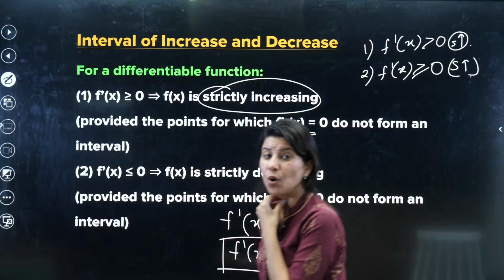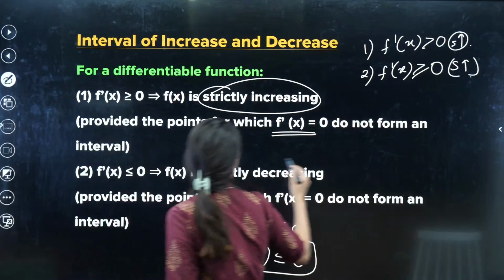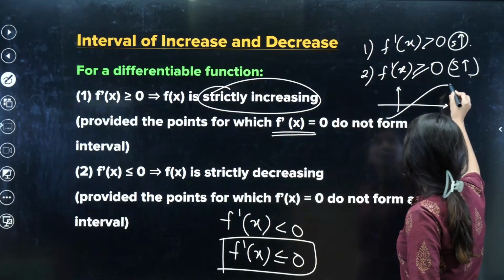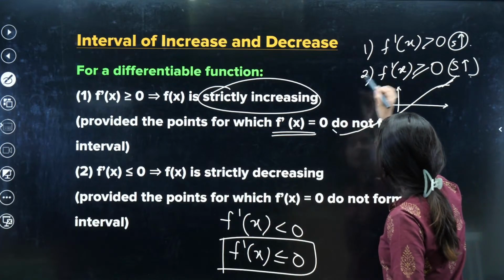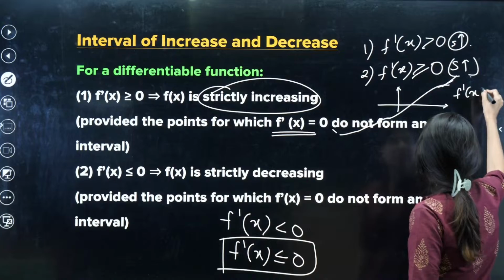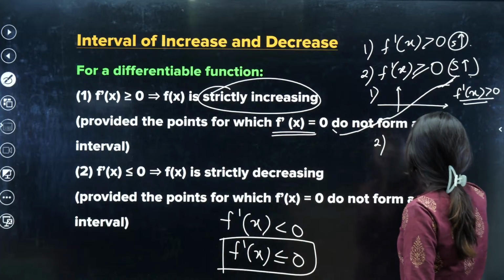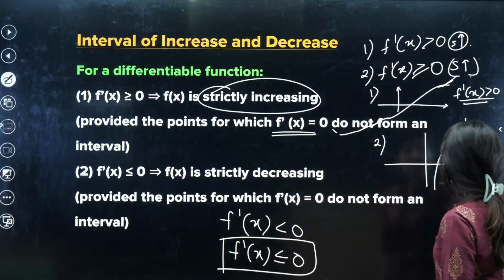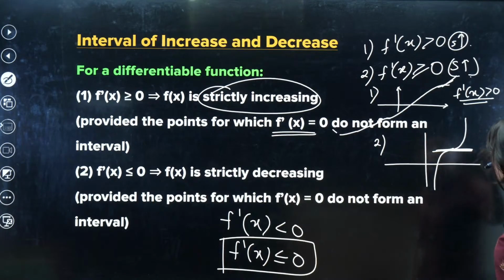Shall I tell you with the help of a graph? Okay, let me just tell you with the help of a graph. So suppose we have this graph. Can you see this graph? This is continuously increasing, so f dash x will be greater than 0. That will be strictly increasing. Now if we say that this is the graph, can you see at this point I can draw a horizontal tangent, but at a single point only. That's why this is also strictly increasing.